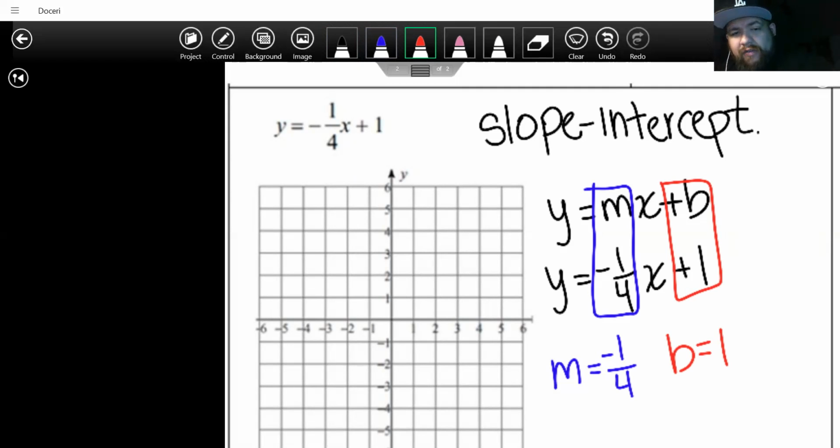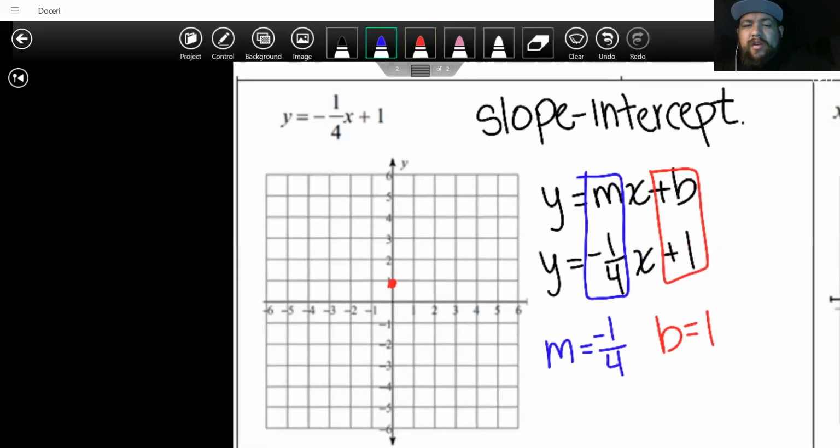Starting this up, let's graph it. Going up 1 to our y-intercept at b. And then we have to do our slope. Because it's a -1, that tells me to go down 1.